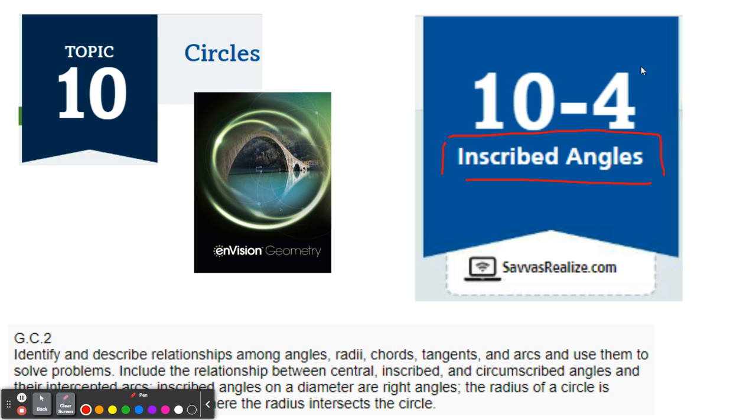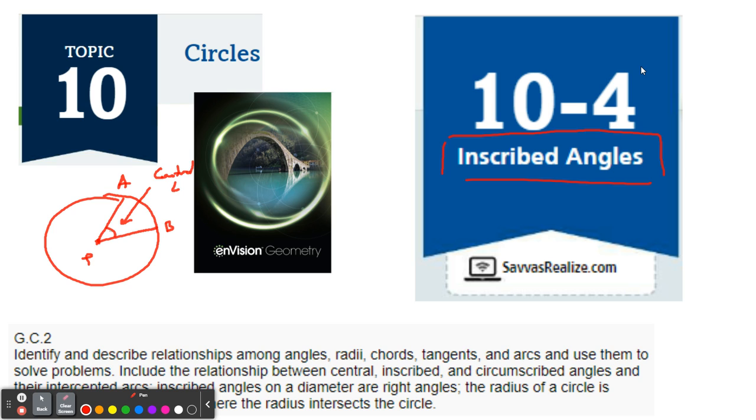Now, before we get into inscribed angles, let's remember what a central angle is. If I have a circle with center P, and I have two radii, say AP and BP, this angle right here is what we call a central angle. It's a central angle because its vertex is the center.